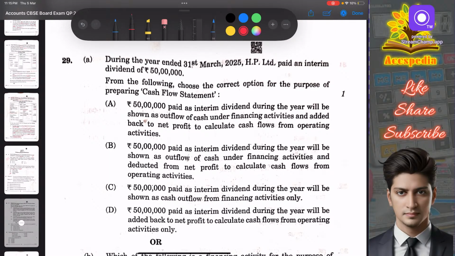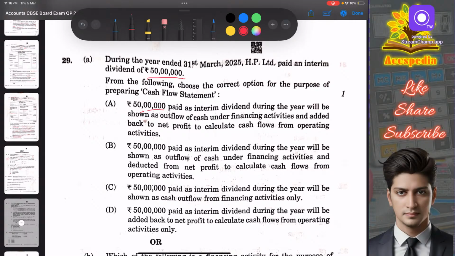Question 29: during the year ended 31st March 2025, HP Limited paid an interim dividend of 50 lakh. Choose the correct option for the purpose of preparing the cash flow statement. So the interim dividend they paid is an outflow of financing activity. 50 lakh paid as an interim dividend during the year will be shown as an outflow of cash under financing activity.